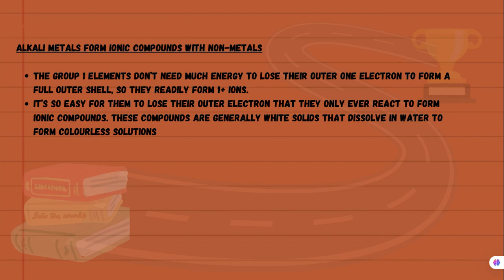Alkali metals form ionic compounds with nonmetals. The group 1 elements don't need much energy to lose the outer one electron to form a full outer shell, so they readily form 1+ ions. It's so easy for them to lose their outer electron that they only ever react to form ionic compounds. These compounds are generally white solids that dissolve in water to form colorless solutions.